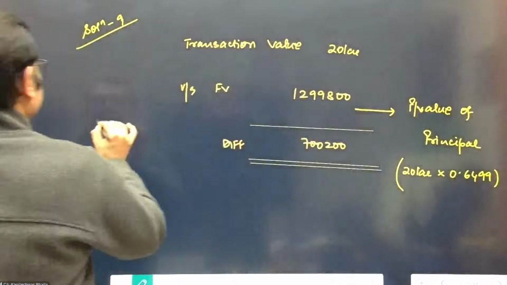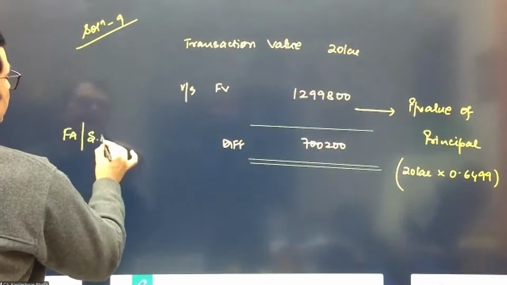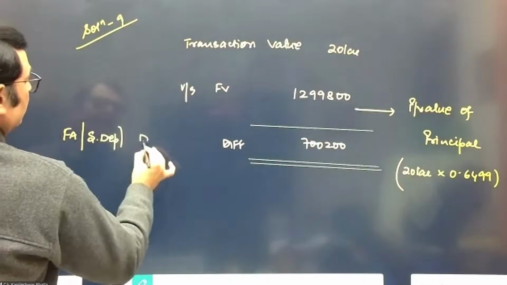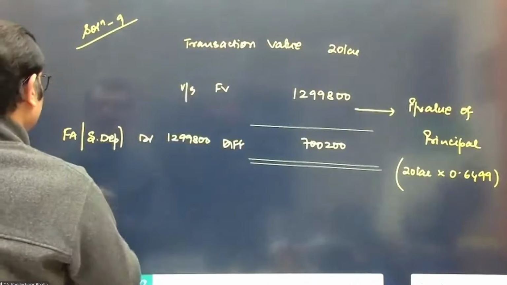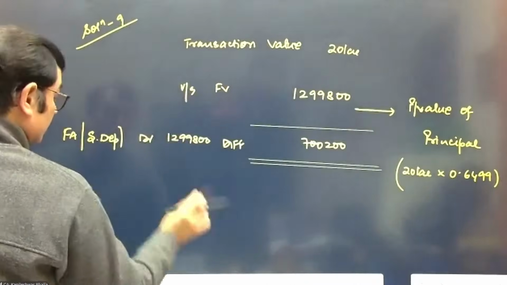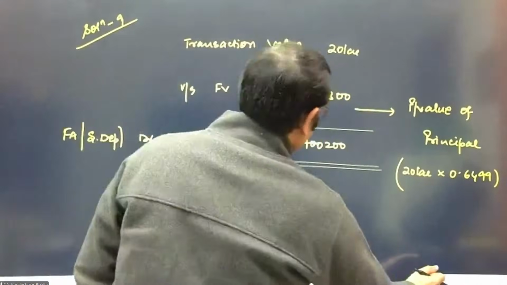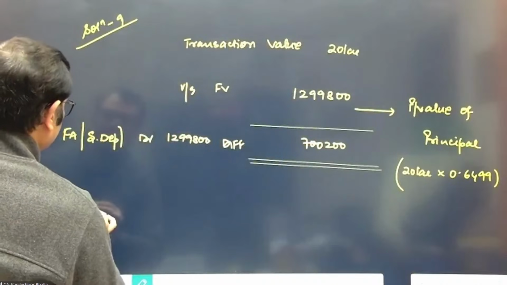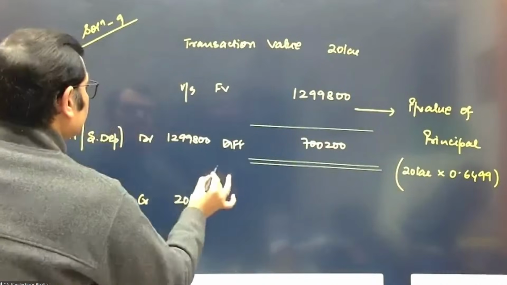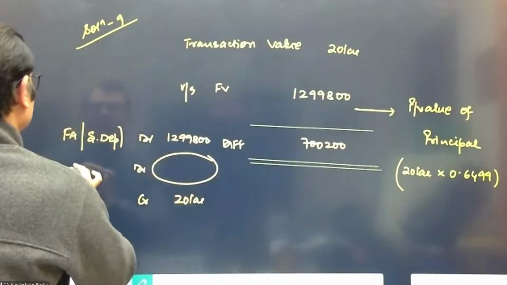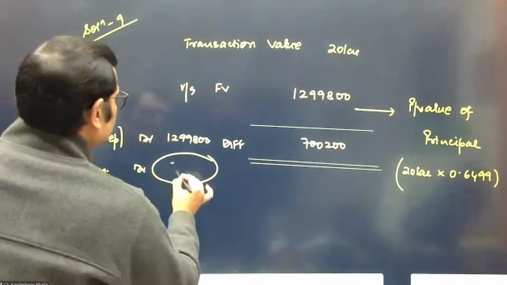So the entry which we're going to do is the financial asset, that is the security deposit, gets a debit. That would be the fair value, 12,99,800. Sorry, the bank gets a credit, I mean. So we're looking at the entry from the point of view of the person making the deposit, yes. The bank gets a credit, this is 20 lakhs. And we're going to take the balancing figure. This is going to be right of use asset that gets a debit, which is 7,20,000.